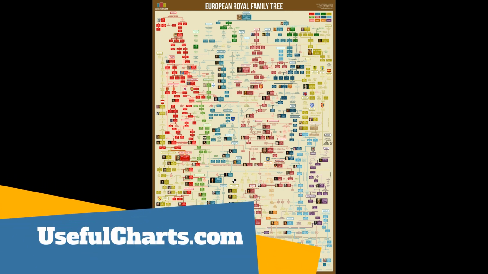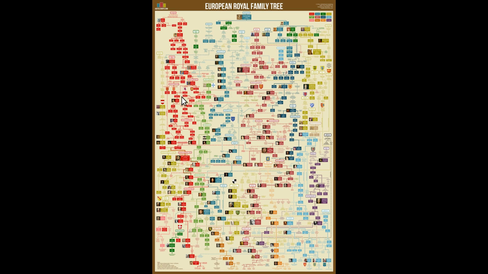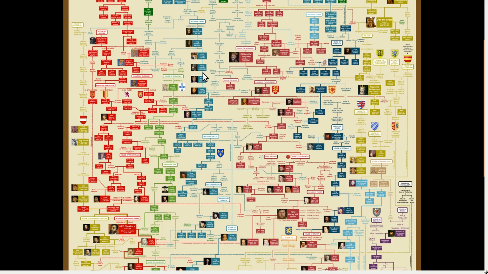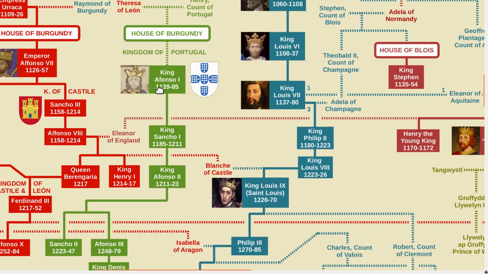usefulcharts.com. In an earlier video, we covered the Spanish monarchy, which is now shown in bright red. But in this video, we're just going to look at the Portuguese monarchy, which is shown here in the green. So we're going to start with King Afonso I, who was the first king of Portugal.